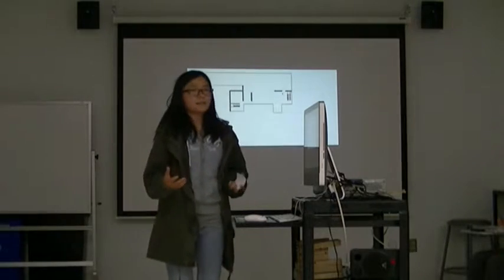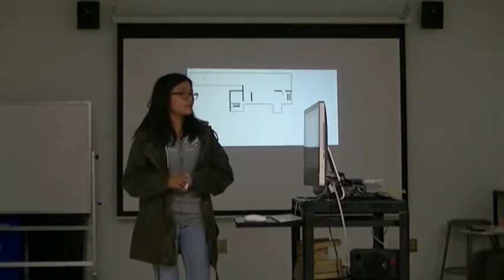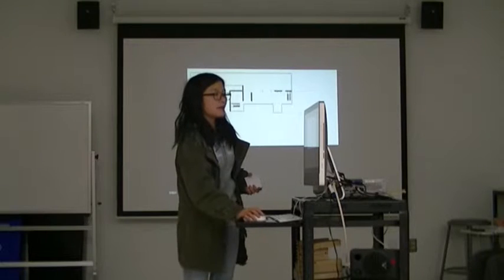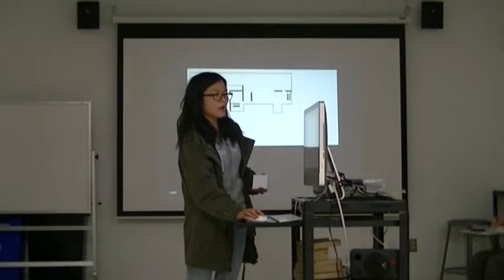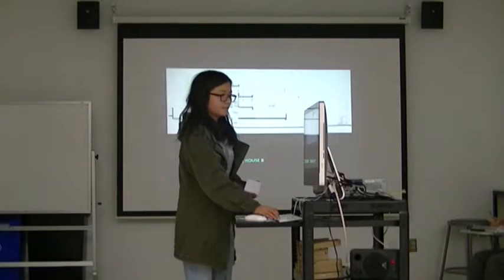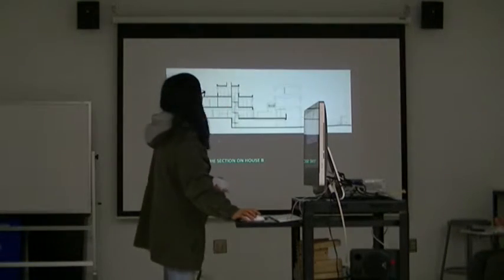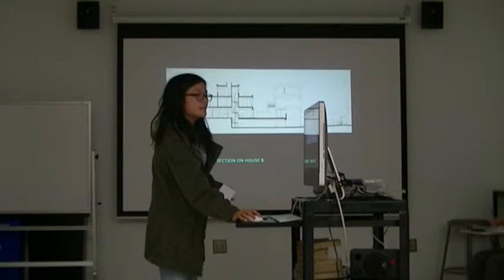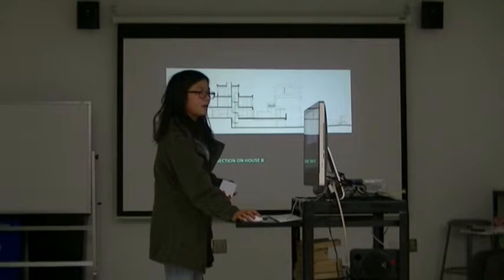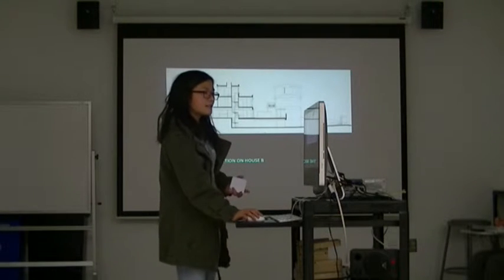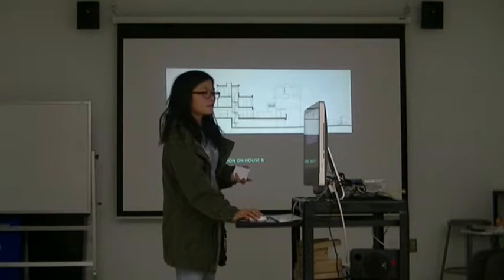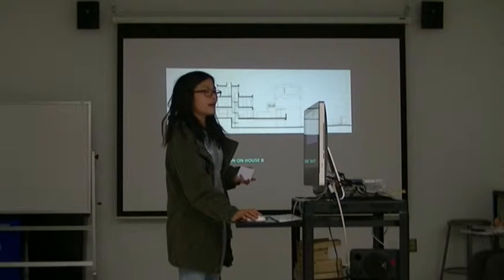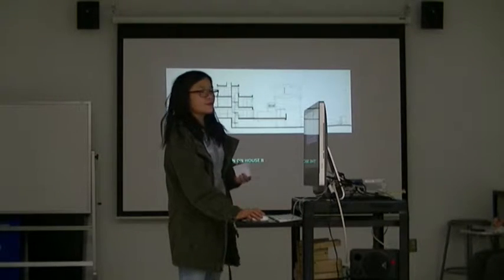Because in this design there are two buildings. One is the house A here, and another is the house B here. From the section you can see there is a ramp go to the underneath floor, and here has a stairs can go to the central courtyard.